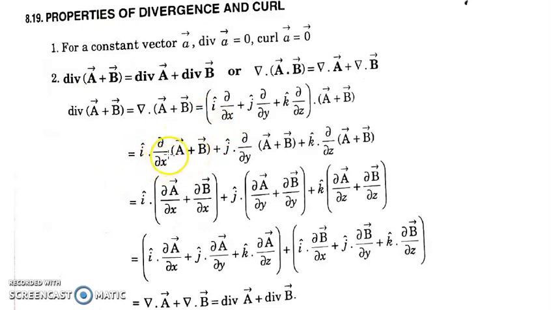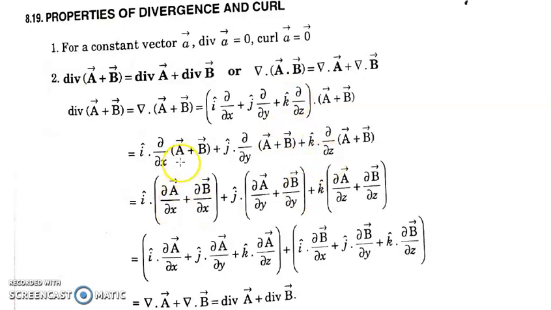So if you take dou by dou x of A plus B, its i component is what should come in the first term. So when you take i dot dou by dou x of A plus B, that is the derivative with respect to x of the first component, and the derivative with respect to y of the second component of A plus B is given by j dot dou by dou y of A plus B, and the derivative of the third component is given by k dot dou by dou z of A plus B. So the k component of dou by dou z of A plus B is the third term.